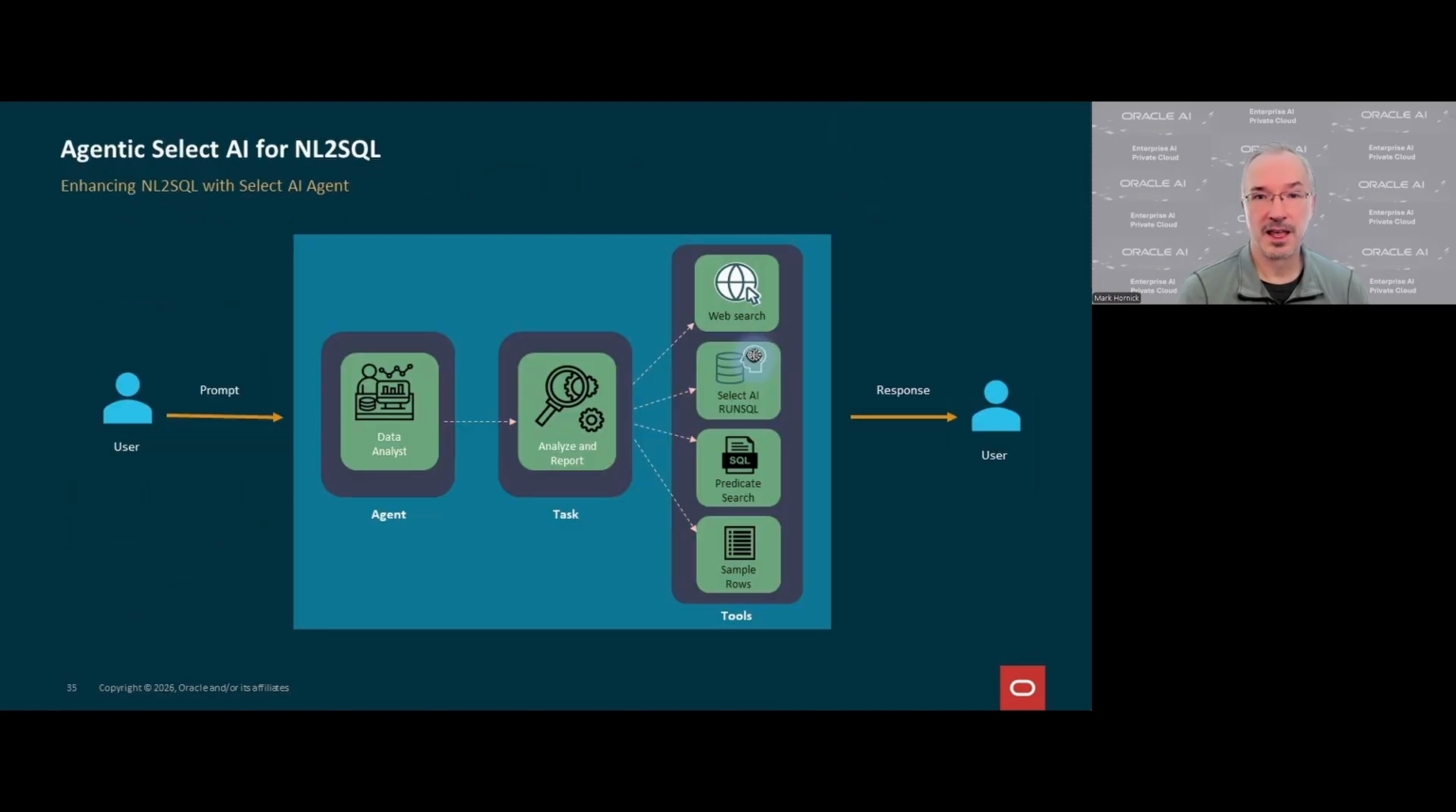So consider a scenario where your question can't be answered using only data in your database, like what percentage of your country's residents are customers. And this requires knowledge of the population of your country. So questions like this benefit from combining database knowledge with web search results. Let's look at an agentic use of Select AI NL to SQL.